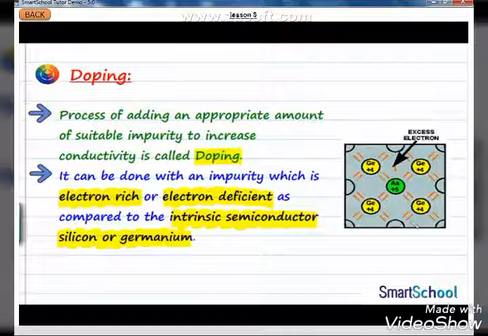Here we have a picture of doping. Here we can see that in the germanium crystal, an impurity of arsenic has been added. And arsenic has 5 valence electrons as compared to 4 valence electrons of germanium. So here we can see that the impurity is electron-rich as compared to the intrinsic semiconductor, which is germanium in this case.